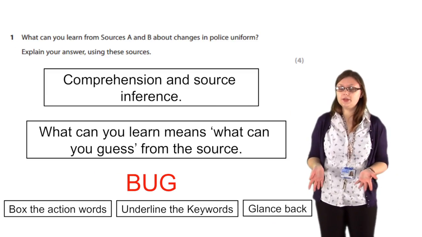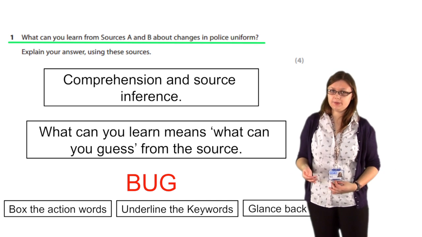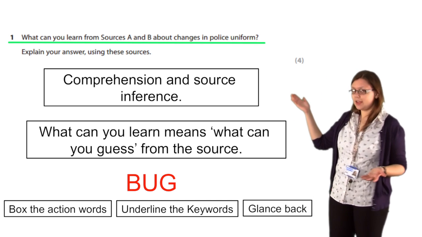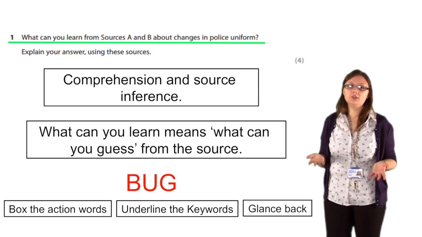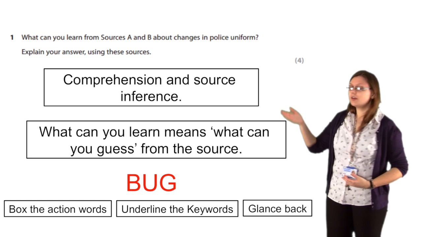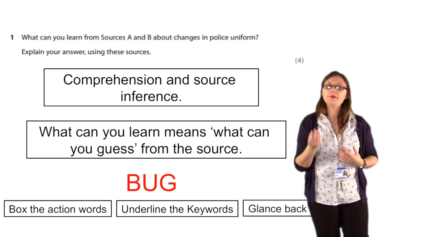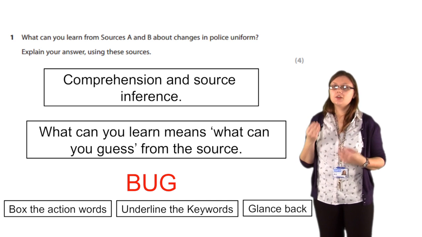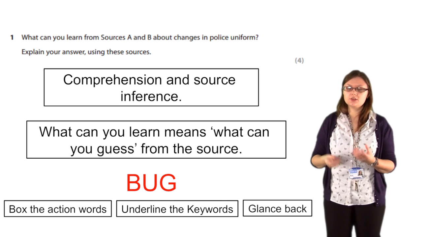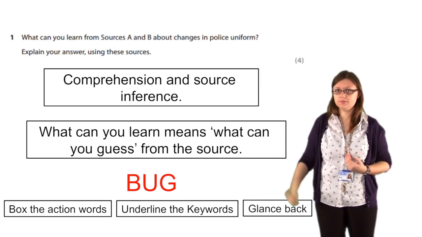The question that we're looking at is: what can you learn from sources A and B about changes in police uniform? If we box the action words, that means what can you learn? Literally, what do the sources show you? Then we need to underline the key words that we're going to be using. So this is how police uniforms changed. To answer this question, you literally need to look at how sources A and B show you that police uniforms have changed.